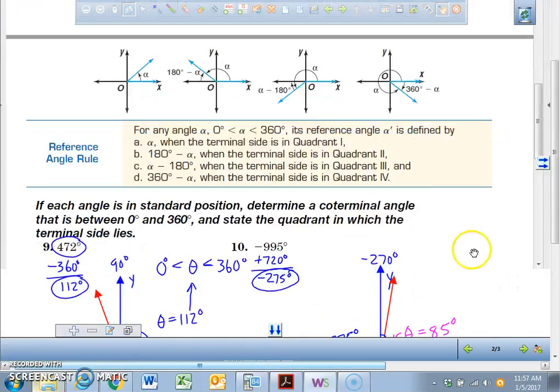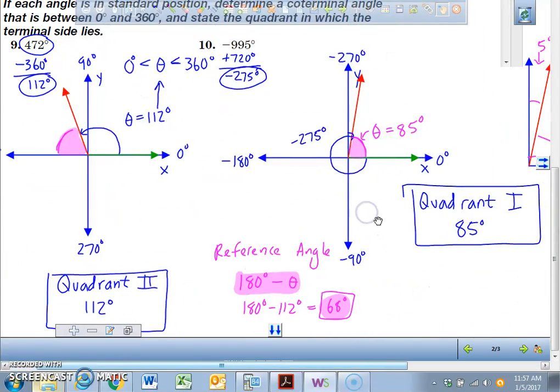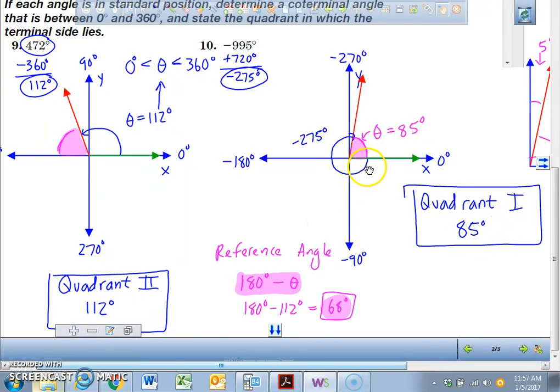Hey, is the answer quadrant 1 or 4? What's the answer on the paper? Number 10, quadrant 1, and the coterminal angle is 85. What I need everybody to understand is whenever you finish in quadrant 1, your theta is also your reference angle.